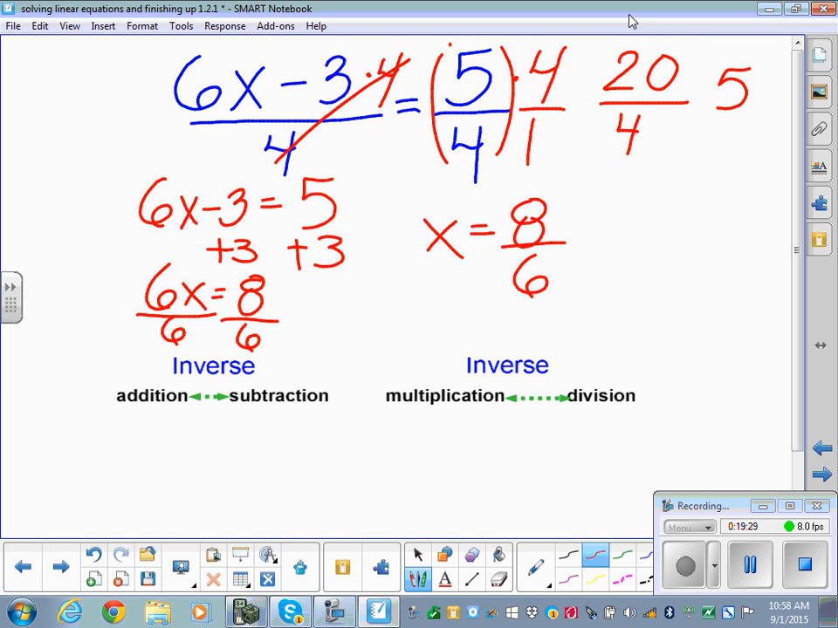Simplifies to be 4/3. X is equal to 4/3. That's the actual most simplified answer, okay?